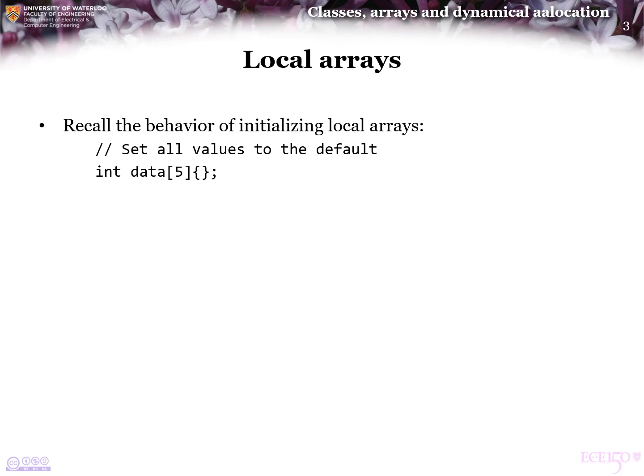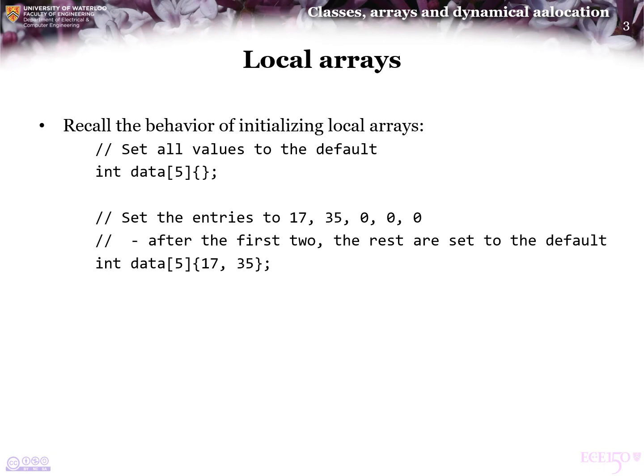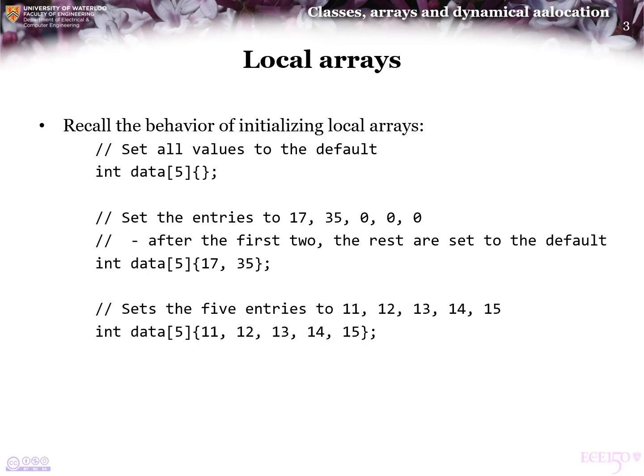Now, to begin, I'd like to review the initialization of local arrays. For example, here I've declared a local array of capacity 5, and each entry will be set to the default value. In this case, of the 5 values, the first 2 will be initialized with 17 and 35. The rest will be initialized to their default value. In this case, each of the entries of the array will be set to their default value.